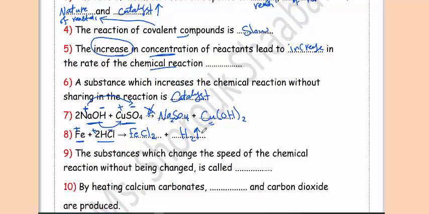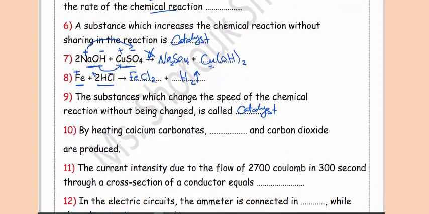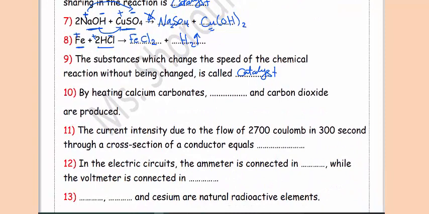Question number 9. The substances which change the speed of a chemical reaction without being changed is called, we answered one like it before, change the rate of reaction. This is the catalyst. Question 10. By heating calcium carbonate, what and the carbon dioxide are produced?